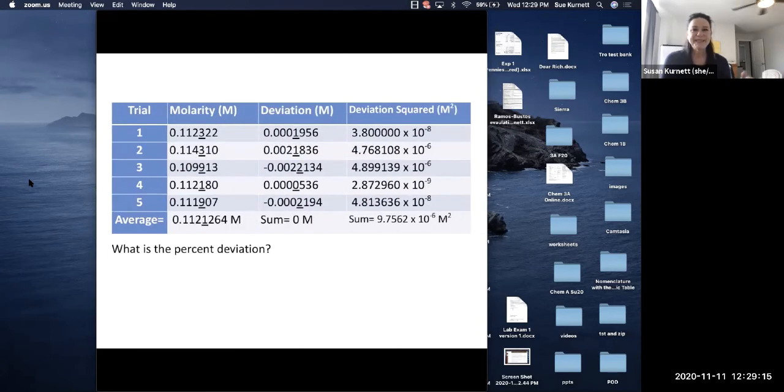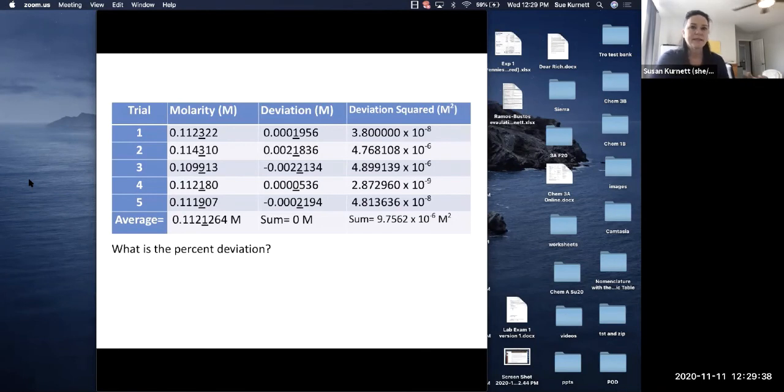So that is a mean deviation. It just means average deviation. To do it, I had to change the deviations that were negative to positive so that I ended up with a sum that was greater than 0. The next question says, what is the percent deviation? And so what we're doing is we're comparing the deviation that we came up with to the molarity that we came up with.